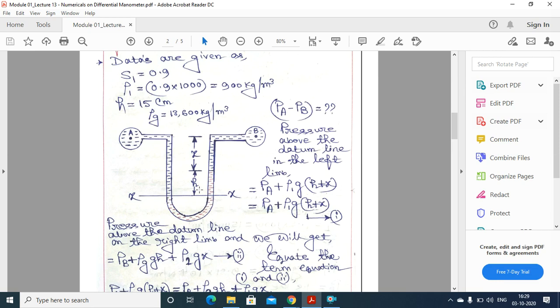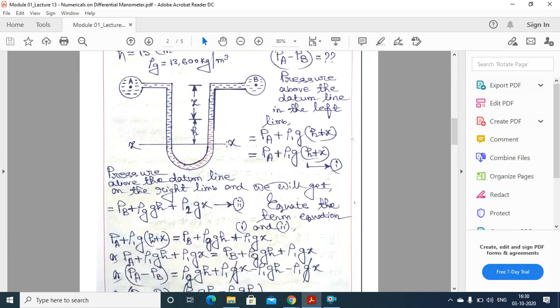That is, xx is the datum line. Now PB plus rho g into g into h plus, again, the liquid which is contained in this pipe has a specific gravity of 0.9. So again rho 2 into g into x.